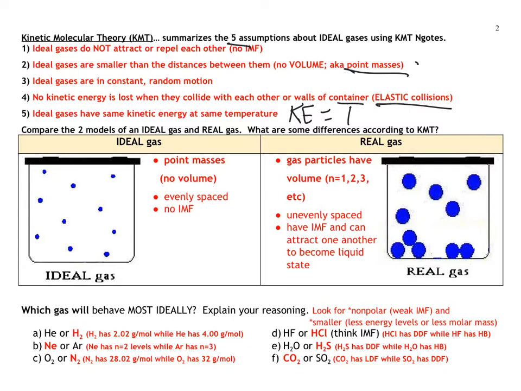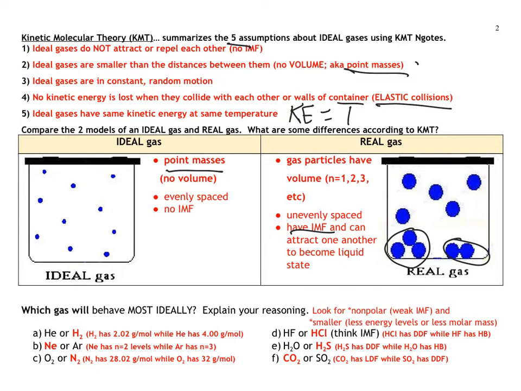And so here you see two models comparing and contrasting essentially ideal gases versus real gases. You'll notice in the ideal gas they are point masses and there's no volume, not much volume to them. They're evenly spaced between each other, thus they have no intermolecular forces attracting those particles together. Real gases, on the other hand, if you look on this side, you'll notice that they clump together, and when they clump together they must have intermolecular forces and can attract one another to become a liquid state.